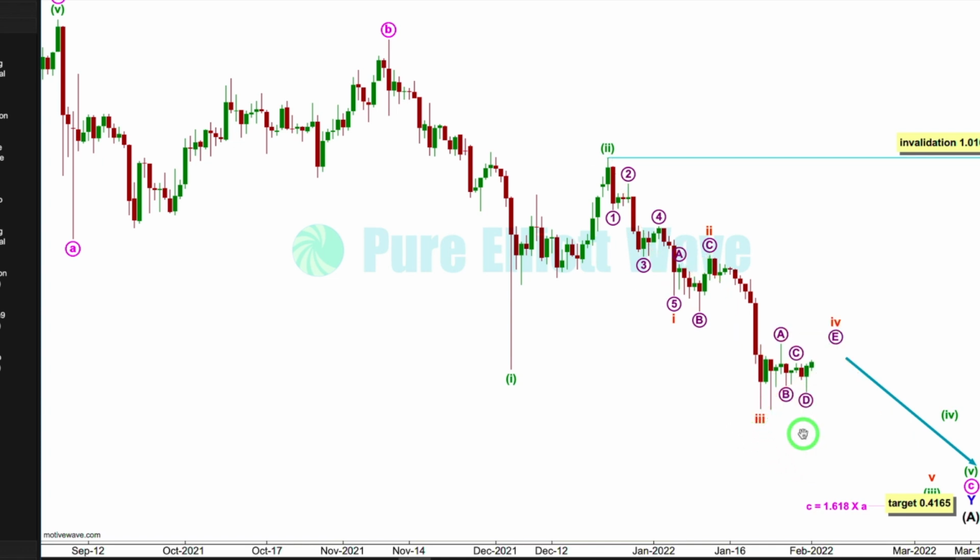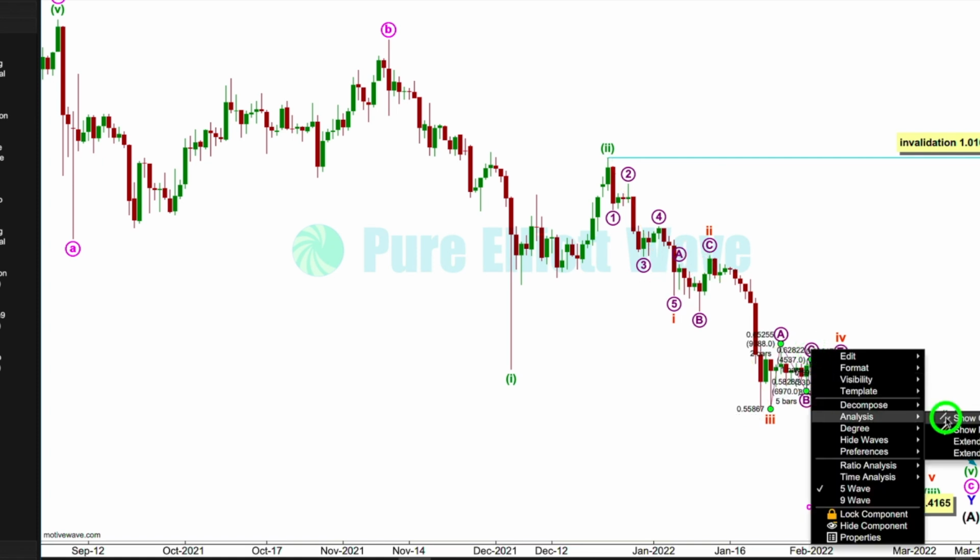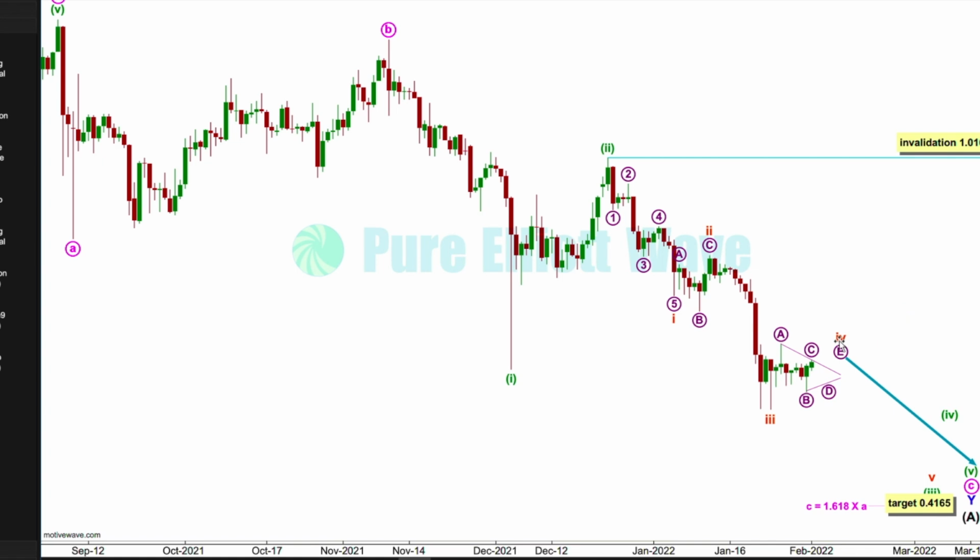Oh no, that actually doesn't look very good. I want to put 3 there. B would have to be there. Possibly premature to consider a triangle here. It could certainly morph into a combination of some description, but for the short term, an invalidation point for this would be here, because subminuet 4 may not move into subminuet 1 price territory.